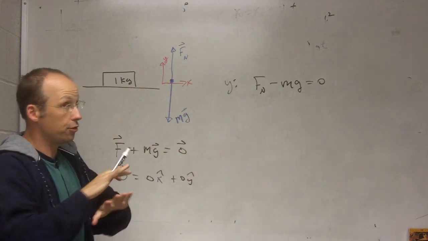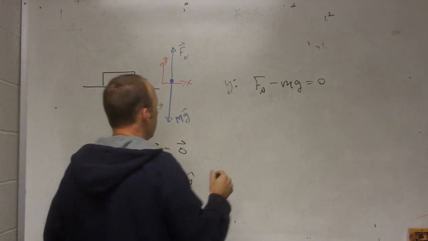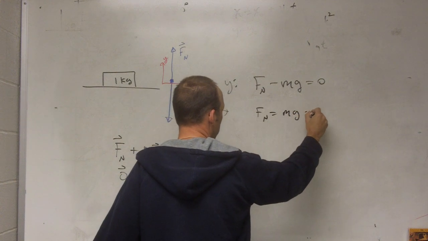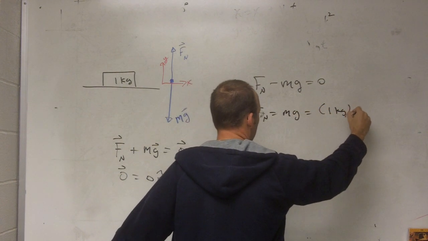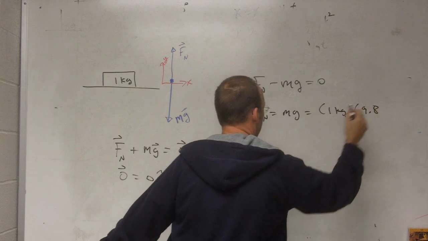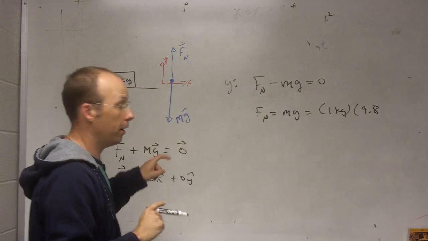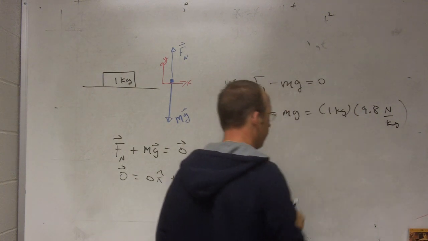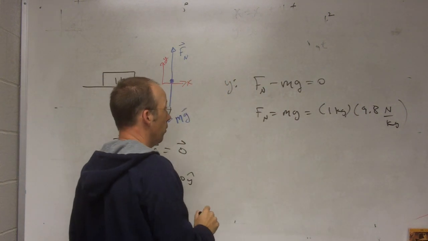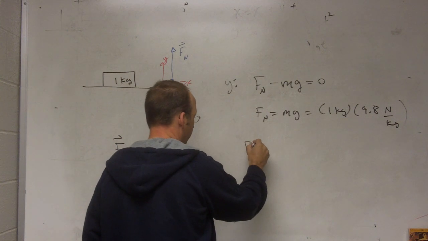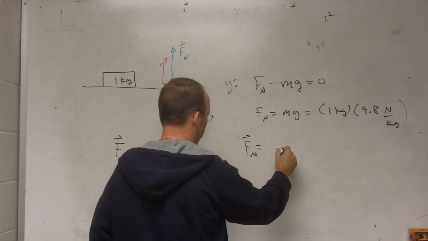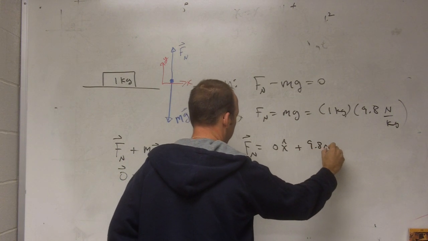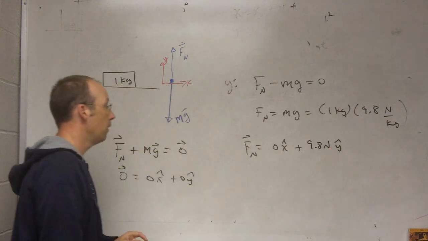Those are all scalars now, because I'm just dealing in the y direction. So I can solve for Fn, which would be 1 kilogram times 9.8, and here's, I like to call G 9.8 newtons per kilogram, and you can see the units work out to newtons. So if I want to write the force Fn as a vector, I could write it as 0 x hat plus 9.8 newtons y hat.